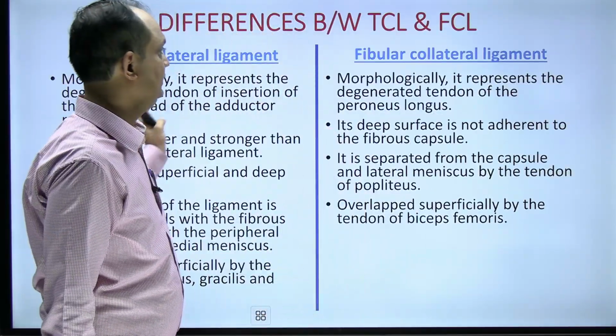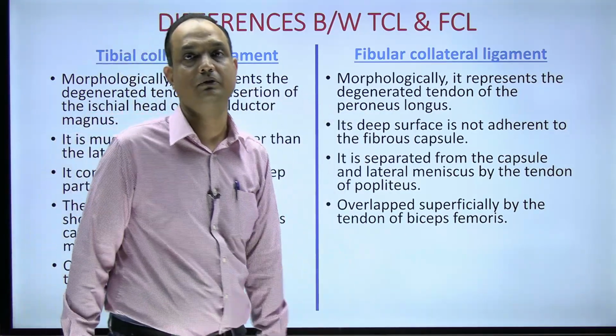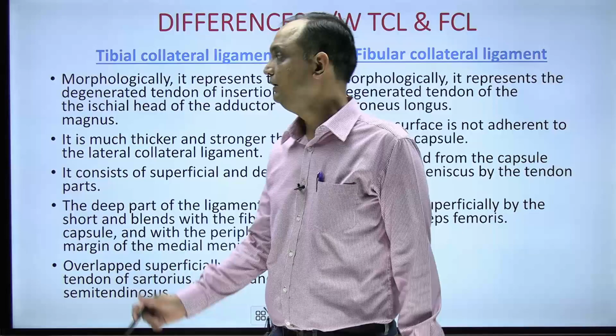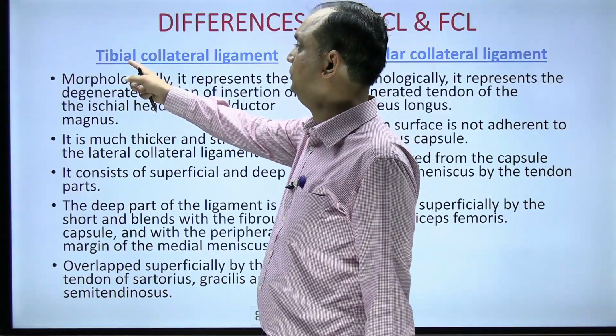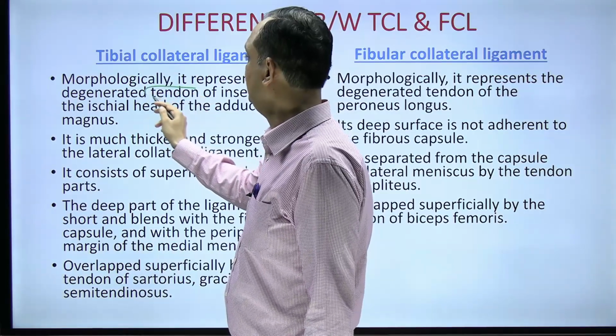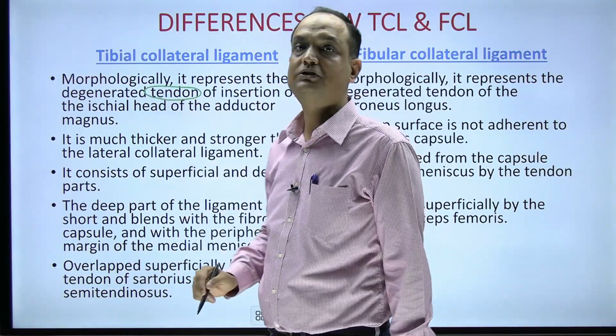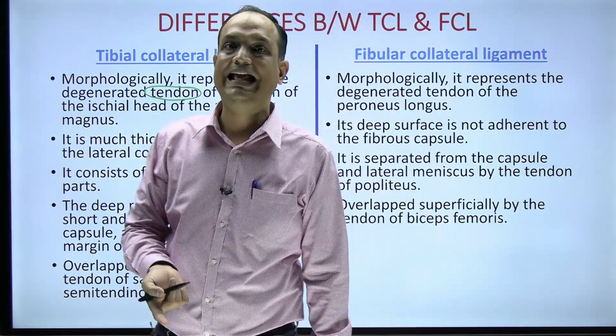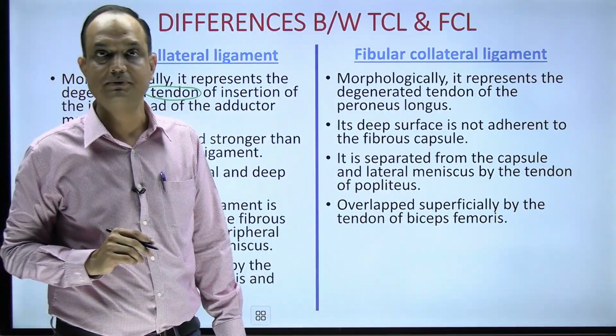Now, what are the differences? You should have this list in your mind whenever you are writing the short note on the tibial and fibular collateral. So, the first thing which I already told you, that tibial collateral morphologically represents the degenerated tendon, which actually represents the insertion of the ischial fibers of your adductor magnus on one of the leg bones to complete the criteria of hamstring.